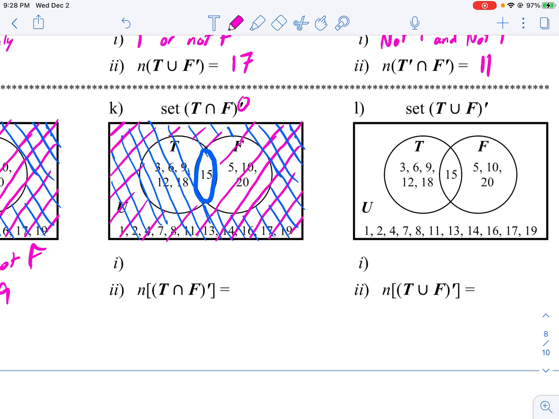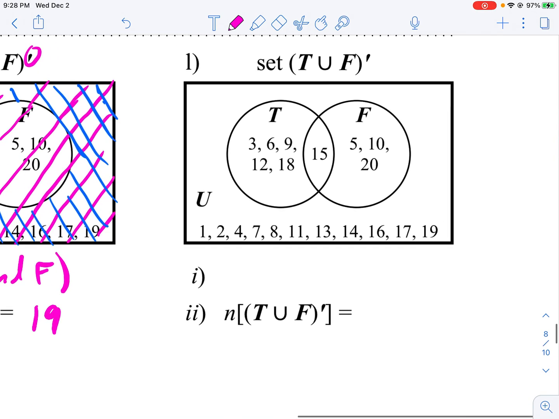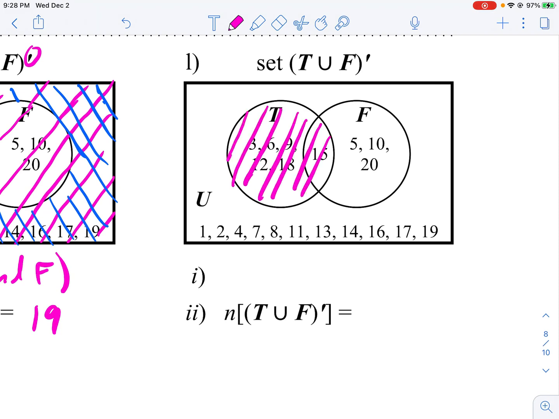And we're left with not T and F. And again, we have 19 things that are not T and F. Set T or F not. Well, let's first do T or F. And then it's not that, it's everything else. Which means we get rid of all this and we just include the outsides.